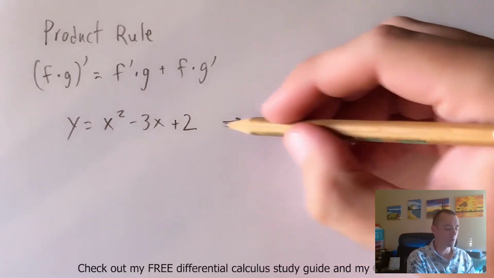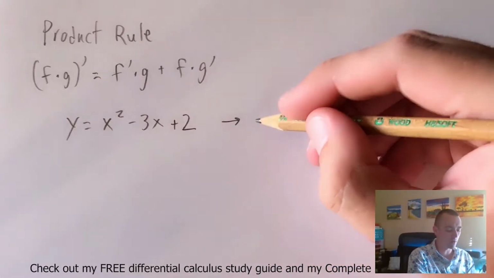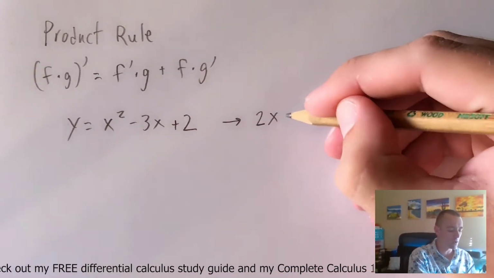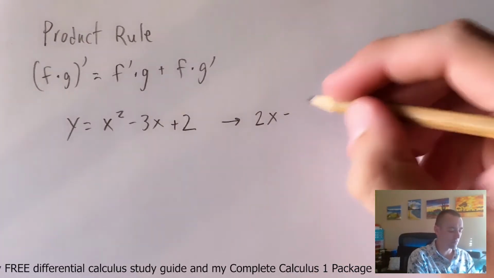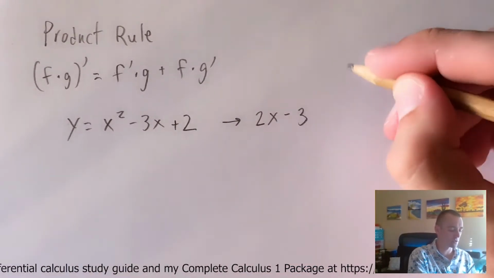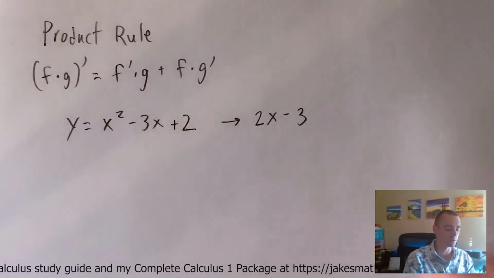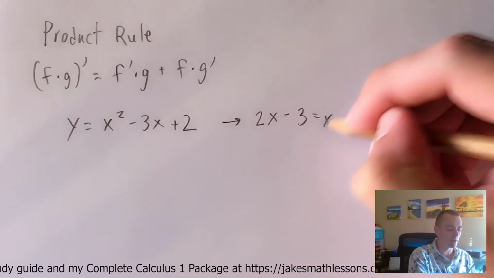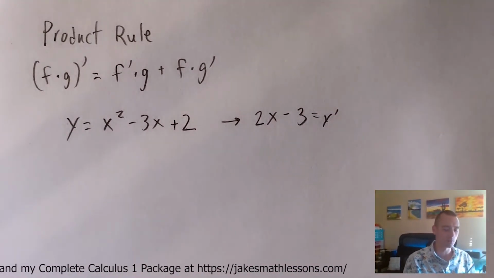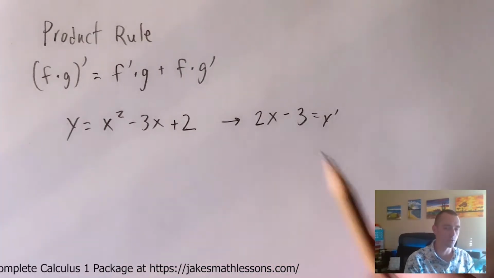So yeah, let's say we use the power rule here. We're just going to bring the power down in front, lower the power by 1, and then the derivative of minus 3x, it's just going to be minus 3. The derivative of a constant is 0. So yeah, finding the derivative using the power rule certainly works in this case, and we find that the derivative of this function is 2x minus 3.